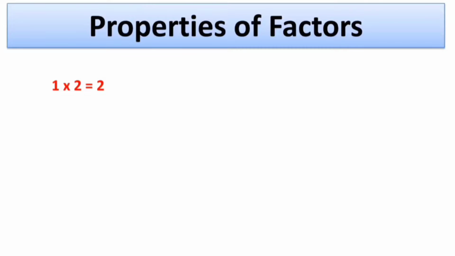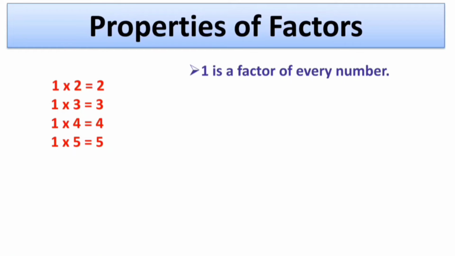1 multiplied by 2 gives 2. 1 multiplied by 3 gives 3. 1 multiplied by 4 equals 4. And 1 multiplied by 5 equals 5. That means if we multiply any number by 1, we get that number only. So, from this we can say 1 is a factor of every number.